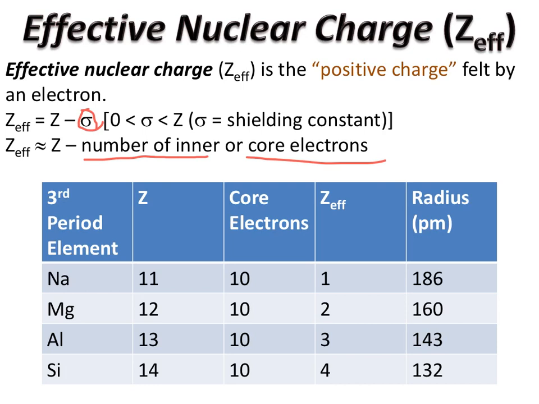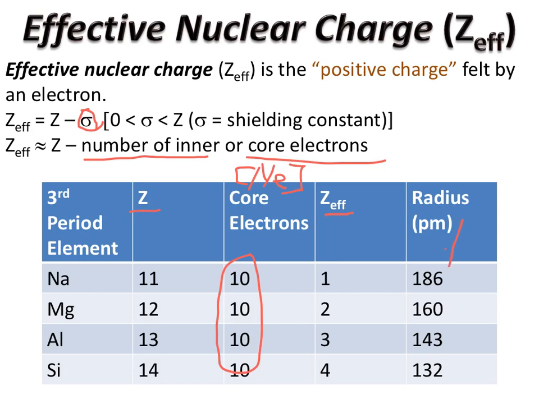For example, the elements in the third period have as their core electrons those 10 electrons that are a part of the neon electron configuration. If we subtract those out from the number of protons, we find that the effective nuclear charge, or we call it Z effective, or Zeff, is simply the number of protons, Z, minus 10, to get our number, which is 1, 2, 3, 4, and so forth as we go across the table.